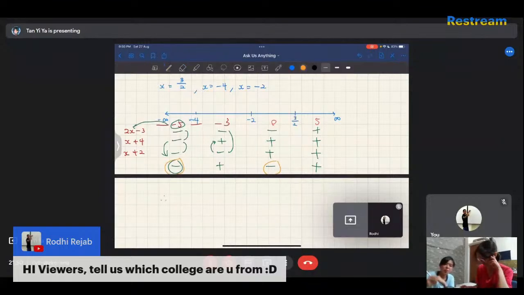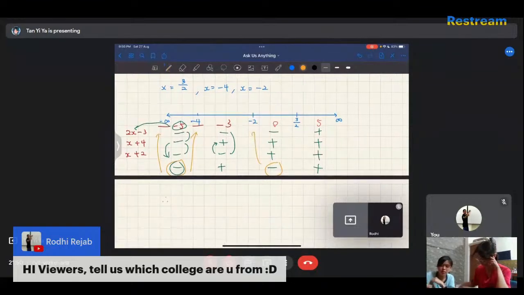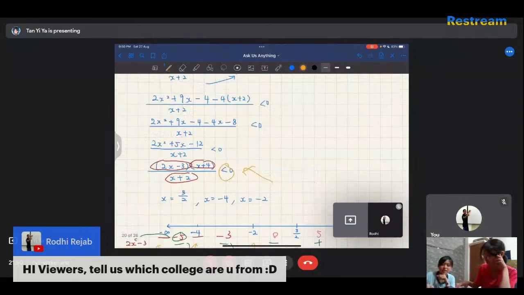Then the final answer we will be looking at is the numbers in between. So the answer will be like this, union, negative 2 to 3/2. Is it okay for everyone?